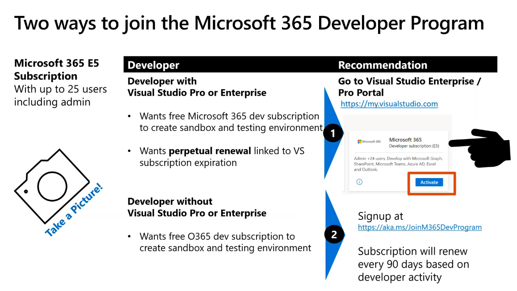We've actually linked the expiration date of those subscriptions. So it makes it a lot easier for you so that if you want to keep a tenant for a very long period of time and you want to be able to play around with it, you can, and you don't have to worry about it expiring every 90 days. Now, if you don't have a Visual Studio Pro or Enterprise subscription, you can actually still get our free dev subscription right here, and you can sign up at the link that I placed in the chat window. The subscription will be renewed every 90 days based on your developer activity.